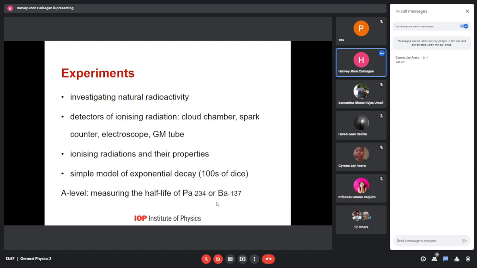So we will go back to the radioactive element study. Actually, in the next class discussion, we'll be discussing the connection of the alpha, beta, and gamma rays to the different isotopes. Next time. Okay, we have a simple model of exponential decay.